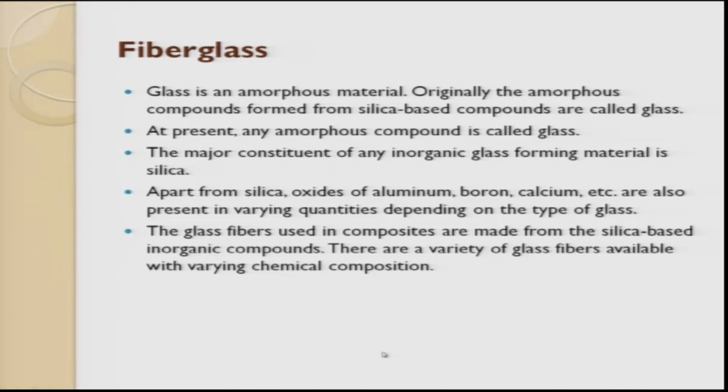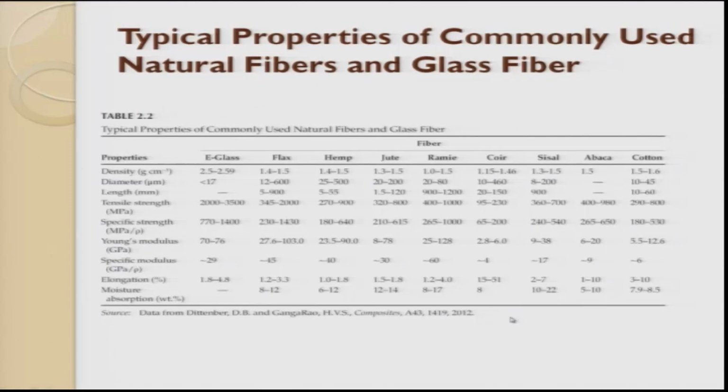Makes it more hybrid property. The glass fibers used in composites are made out of silica based inorganic compound. There are a wide range of glass fibers available with varying chemical compositions. These chemical compositions lead to different mechanical strength properties. So here are different types of glass.